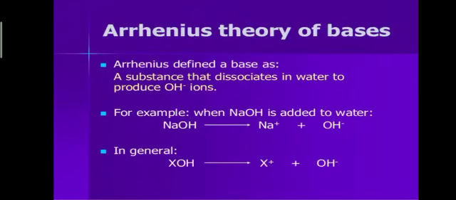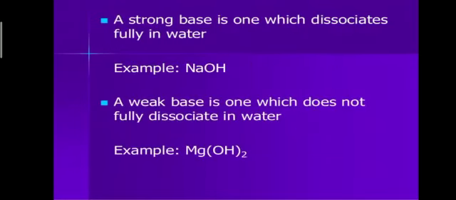Second is the Arrhenius theory of bases. A base is a substance that dissociates in water to produce hydroxyl ion or hydroxide ion. Here is an example of the ionization of a base, for example, sodium hydroxide, which dissociates to form sodium ion and hydroxide ions. The complete ionization of sodium hydroxide takes place, which means that the base is a strong base. However, when partial ionization occurs in any substance, it means that the base is a weak base.